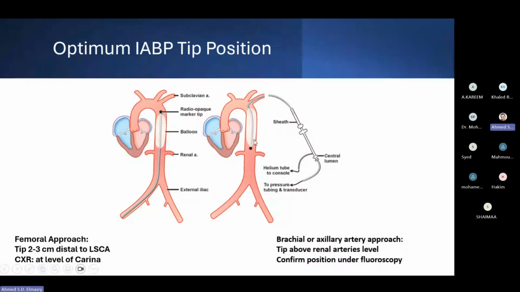In the axillary approach, ideally, the position should be confirmed under fluoroscopy. In the femoral approach, you can rely on the chest X-ray. It should be ideally 2 centimeters above the level. Sorry for this mistake. The ideal position of the intra-aortic balloon is 2 centimeters above the carina, and also 2 centimeters distal to the left subclavian origin.